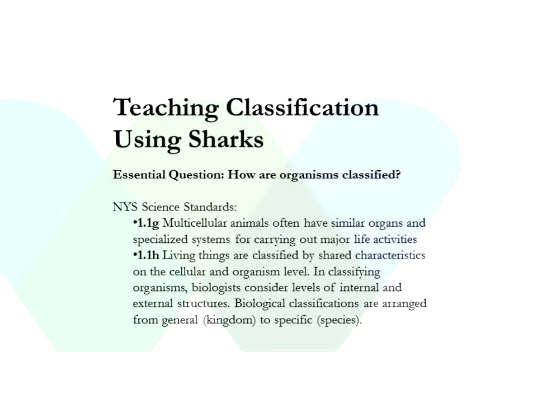So I have listed here the 1.1G, that multicellular animals have similar organs and specialized systems for carrying out major life activities, as well as 1.1H, which says that living things are classified by shared characteristics on the cellular and organism level. In classifying organisms, biologists consider levels of internal and external structures. So biological classifications are arranged from general, like kingdom, to specific, or species. Also, as far as science process skills, we will be hitting 2.1D, which is to use appropriate tools and conventional techniques to solve problems about the natural world, and that includes classification.